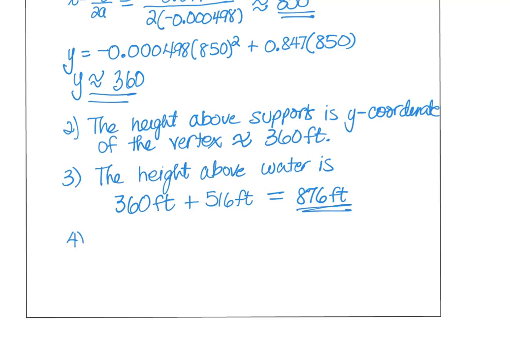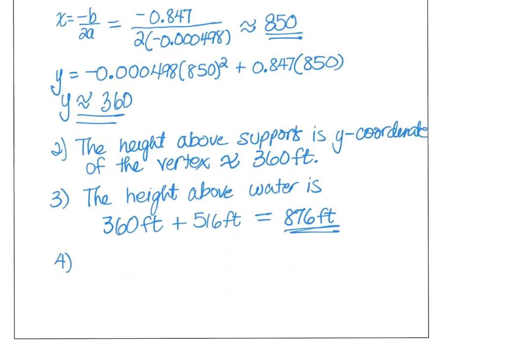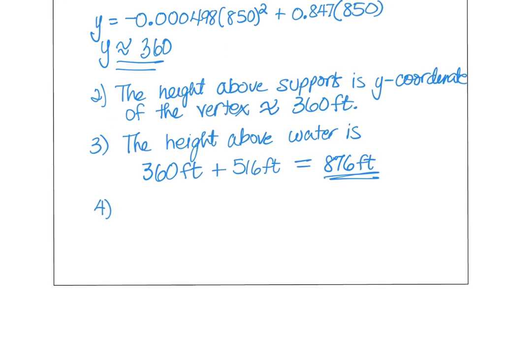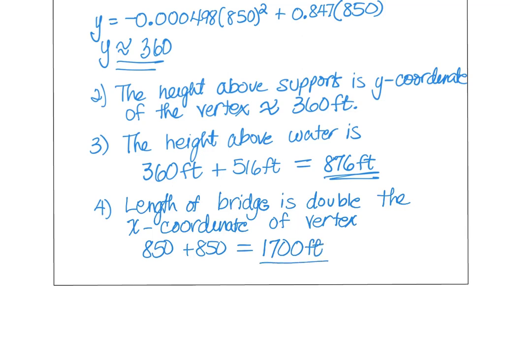And then the length of the bridge is double the x-coordinate of the vertex, since if we go 850 feet this way, we have to go 850 feet that way. So we're going to double that, and we're going to write that down here. So the length of the bridge is double the x-coordinate of the vertex, which was 850 plus 850. So the length of the bridge is 1,700 feet. So a picture is worth 1,000 words. That ends lesson 2.